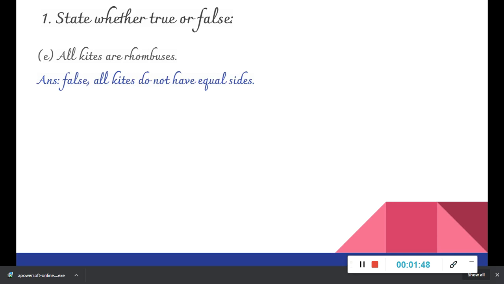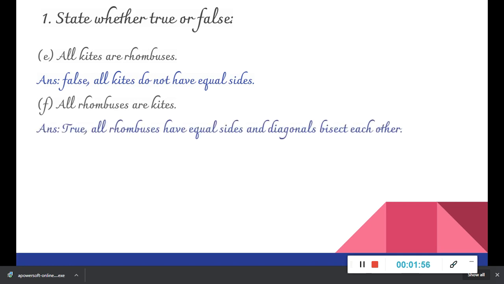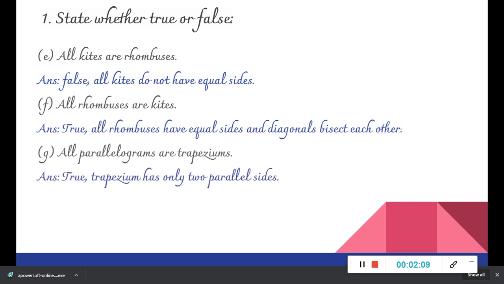Rhombuses have all sides equal, but kites have only two pairs of sides equal. All rhombuses are kites. Yes, true, because all rhombuses have equal sides and diagonals bisect each other. So that is why all rhombuses are kites. All parallelograms are trapezium. True, because a trapezium has only two parallel sides. So that is why it is true.